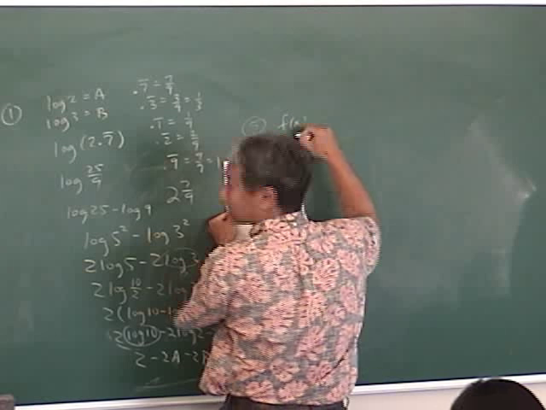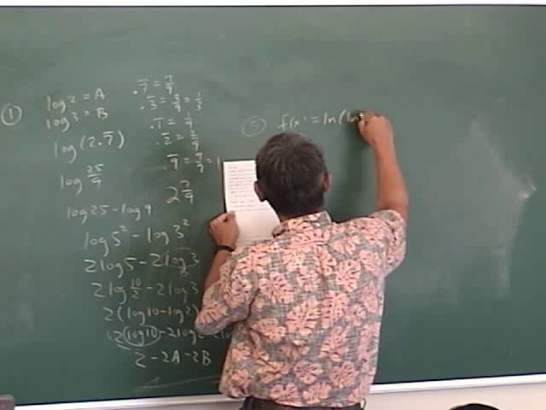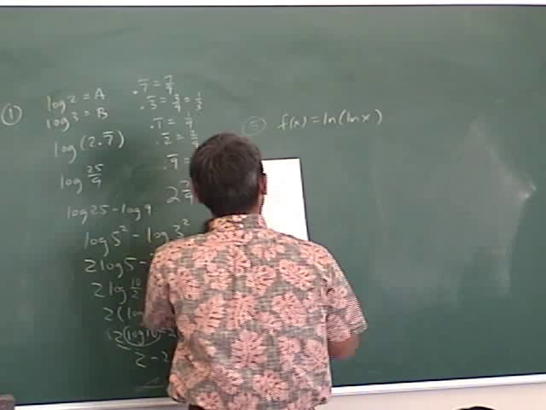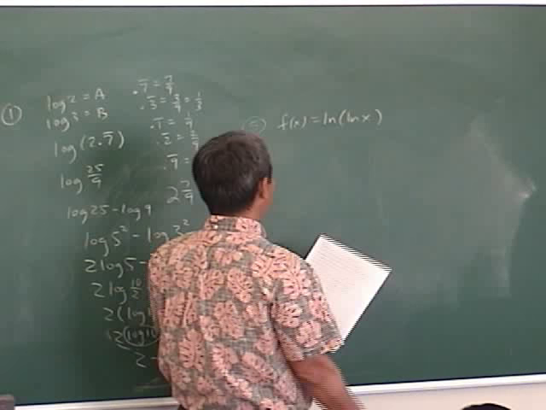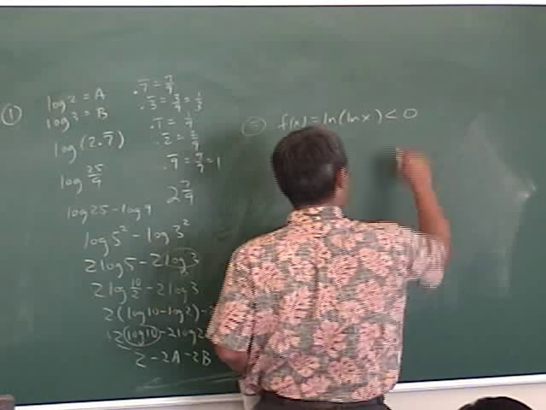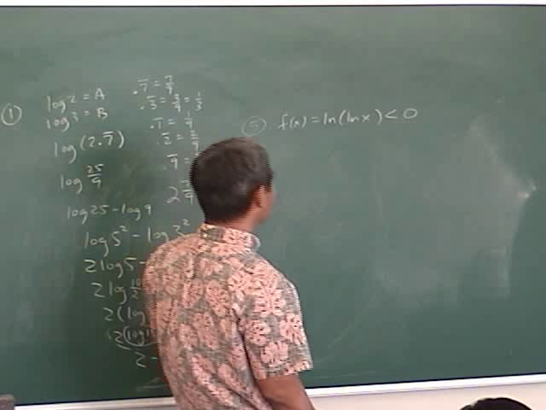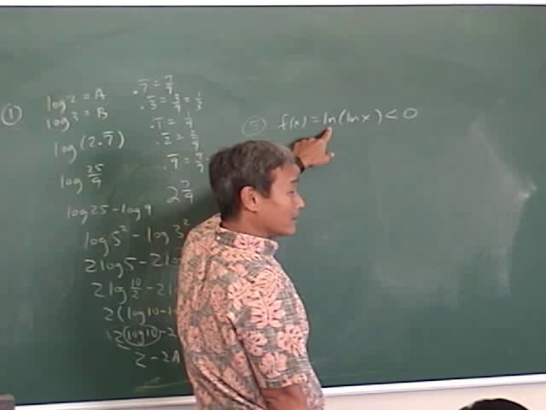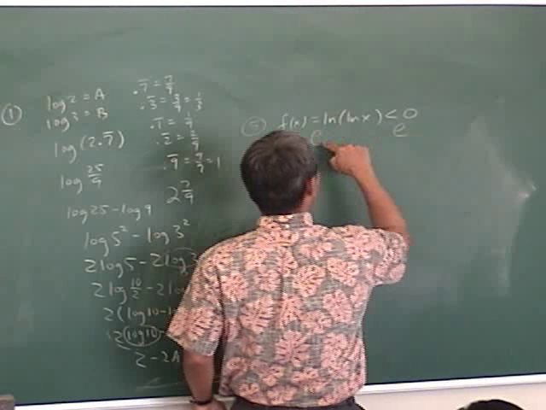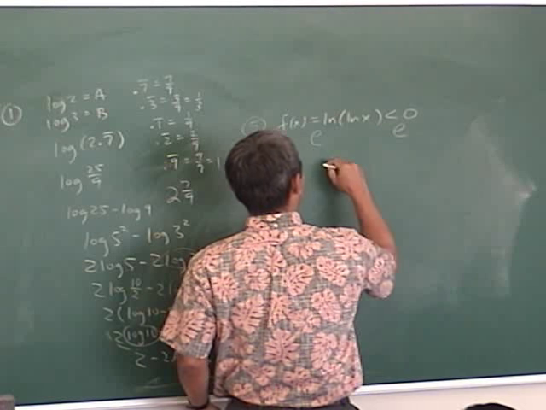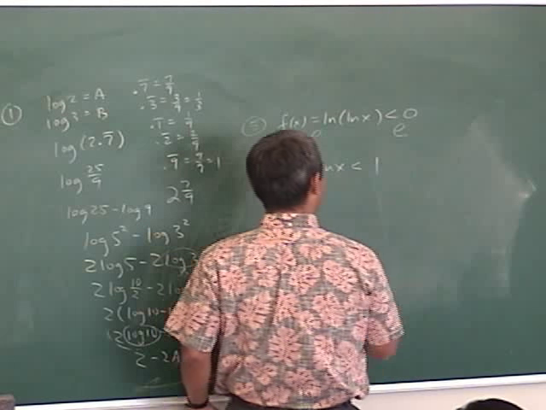f of x equals ln of ln x. It says, when is f of x less than 0? Solve this inequality right here. Well, how do I get rid of this ln? You e both sides. So if you e both sides, what is e to the natural log of ln x? Less than, what is e to the 0?